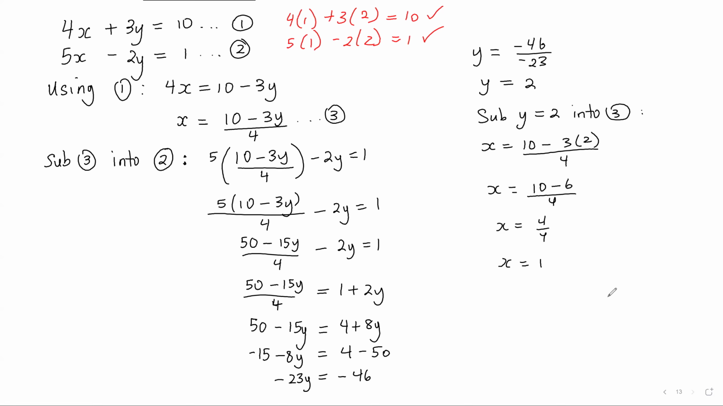Because if we had to do this with elimination, let's do it. Just to bring things back a little bit. If I had to do this with elimination, that's 4x plus 3y is equal to 10. And then 5x minus 2y is equal to 1. So this is equation 1, and this is equation 2.